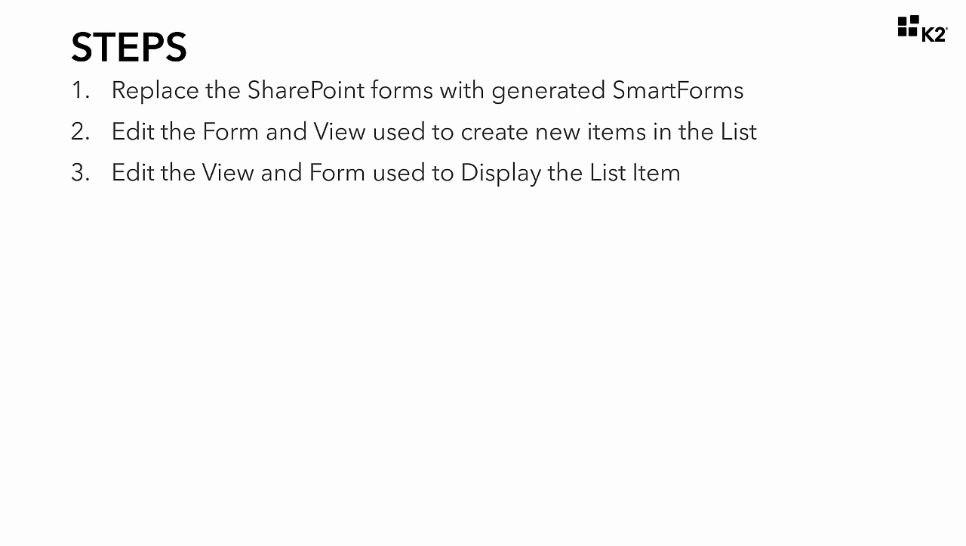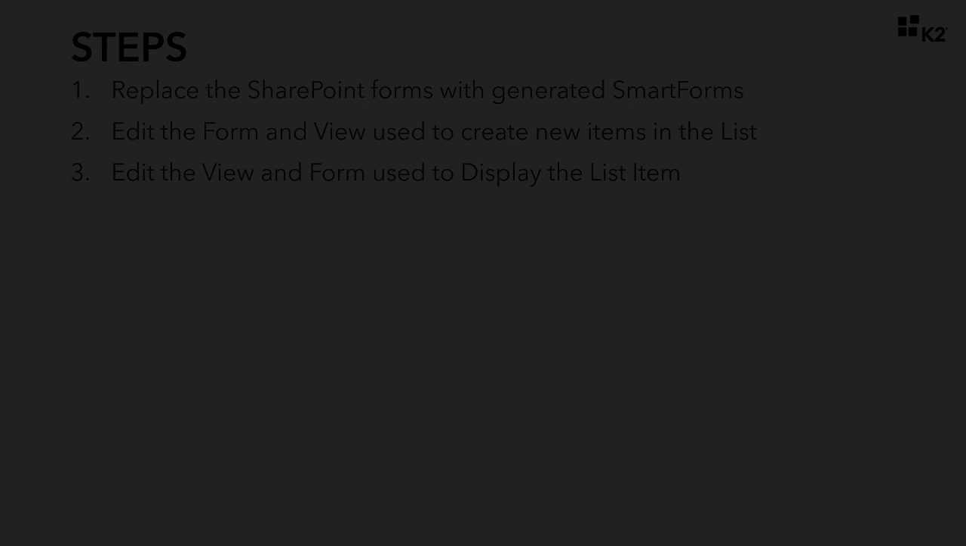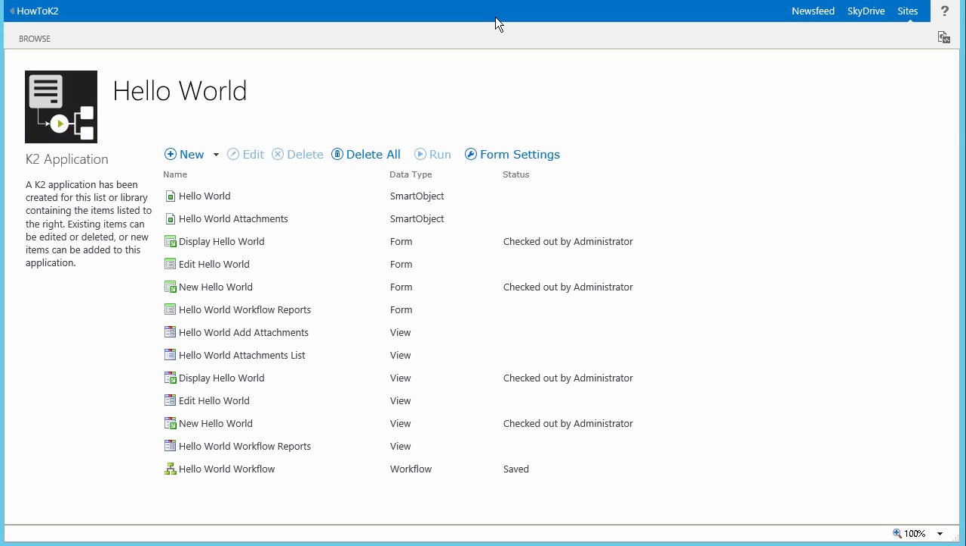In step 3, we will similarly edit the generated form and view that is used to display list items by removing some unnecessary fields from the view, removing the attachments list view from the form, and also demonstrate removing an orphaned rule from the same form. If you're not already on the page from the previous step, get yourself back to the K2 Application Elements page for the Hello World list.